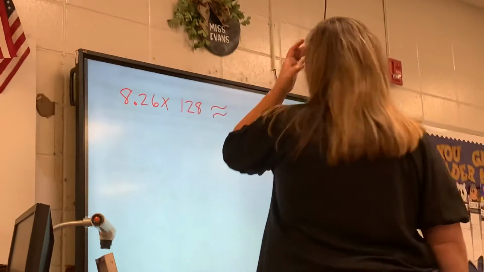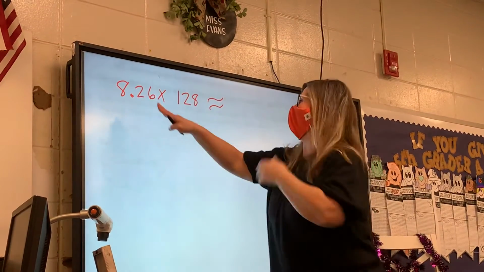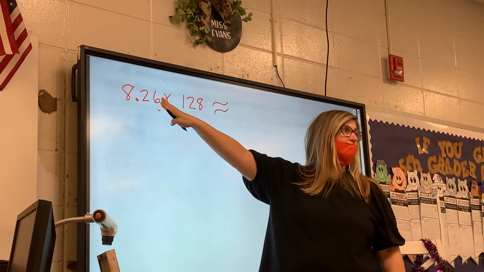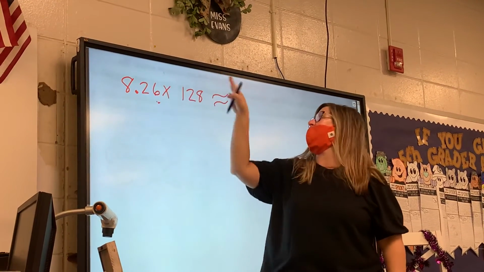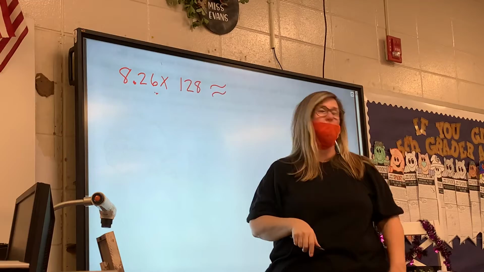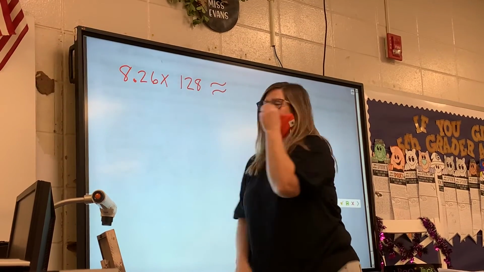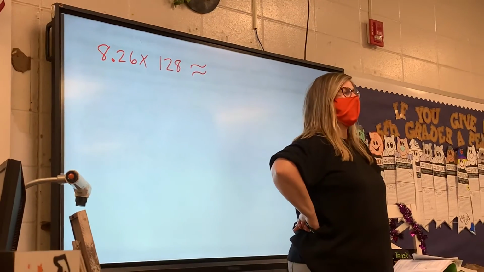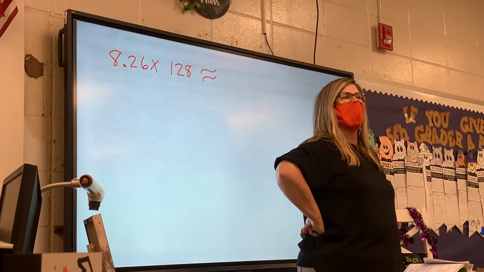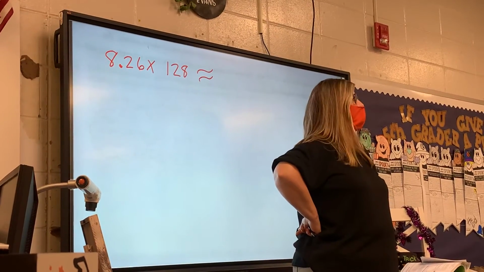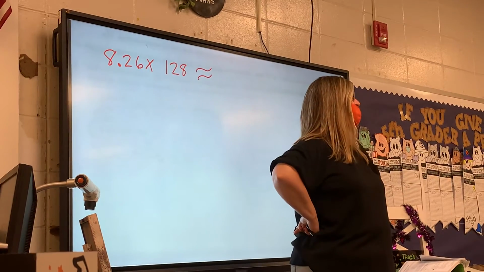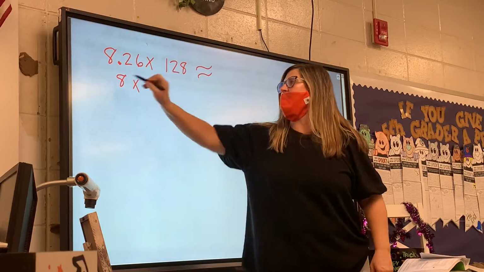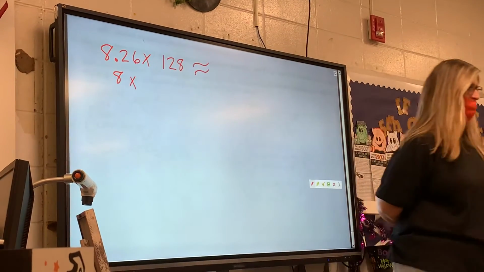Okay, so let's look. This time I'm multiplying a whole number and a decimal number that goes out to the what? Hundreds times a number in the hundreds, right? Okay, so 8 and 26 hundredths. What's the whole number? 8. So it would round to about what? 8 or 9. So which one? With 26 hundredths? 8. So this is going to be 8. That is going to be my rounded number.